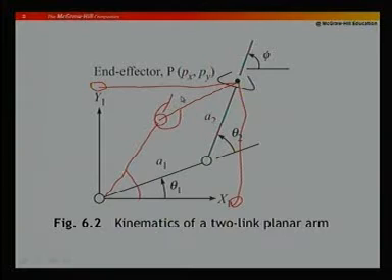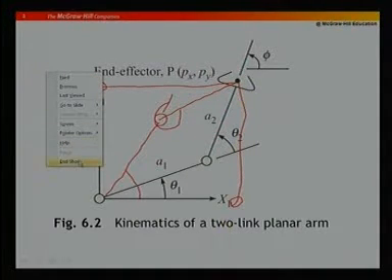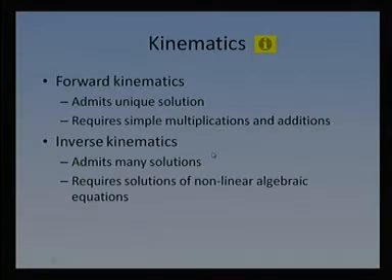So, that leads to a set of another research domain. We are not discussing that part immediately. I just wanted to focus that inverse kinematics has multiple solutions and forward kinematics has a unique solution. So, here I am writing it, forward kinematics admits a unique solution, and it requires simple multiplication and additions, whereas inverse kinematics admits many solutions, and as we will see soon through examples, it requires solutions of nonlinear algebraic equations, because there will be equations in terms of sin theta, cos theta, and we have to solve for thetas where they appear with sin thetas and cos thetas.